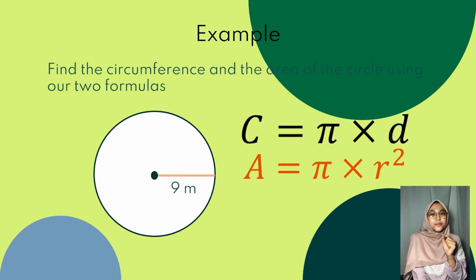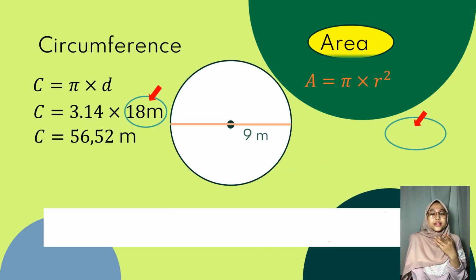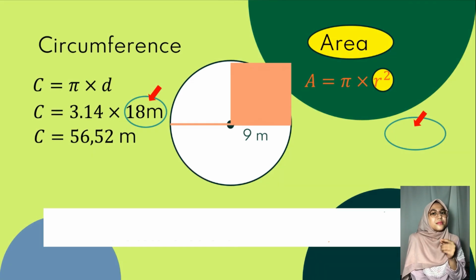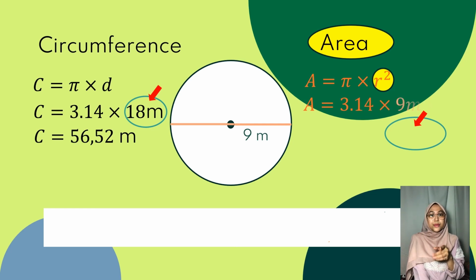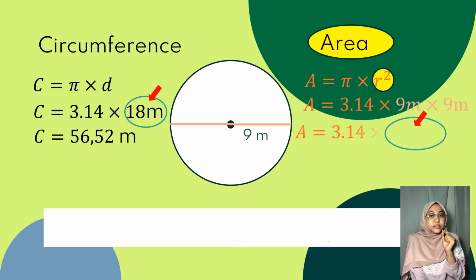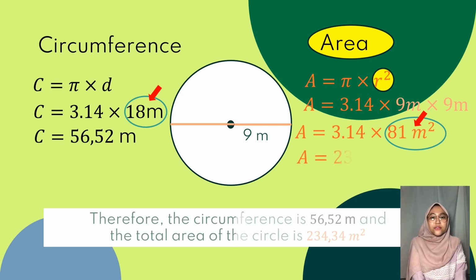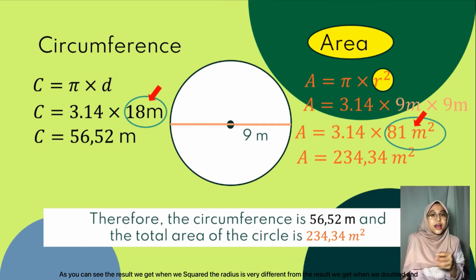Alright, now let's find the area using our formula. Area equals pi times r squared. We start with the radius, but instead of doubling it, we square it. That means we multiply it by itself. 9 meters times 9 meters equals 81 meters squared. Then we multiply that by pi: 3.14 times 81 meters squared equals 234.34 meters squared.